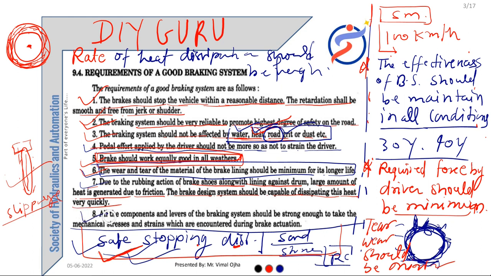Let us understand point 8. All the components and levers in the brake system should be strong enough to take the mechanical stresses and strain encountered during brake actuation. So this one is very important. After application of the brake, I'll take another page for just a minute. We'll come back to this. Let us understand here what will happen.